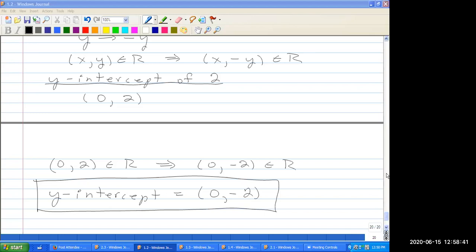Okay. Any questions on section 1.2? Because otherwise that finishes off section 1.2.